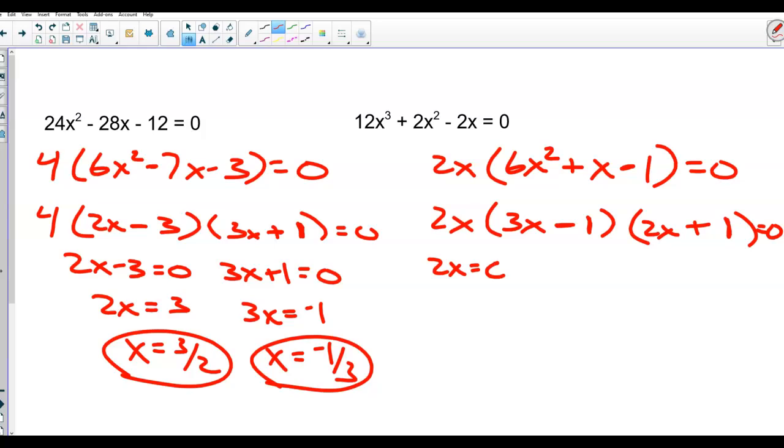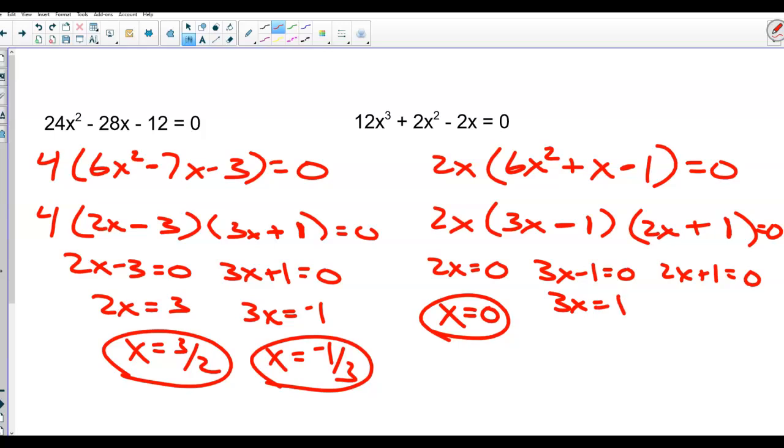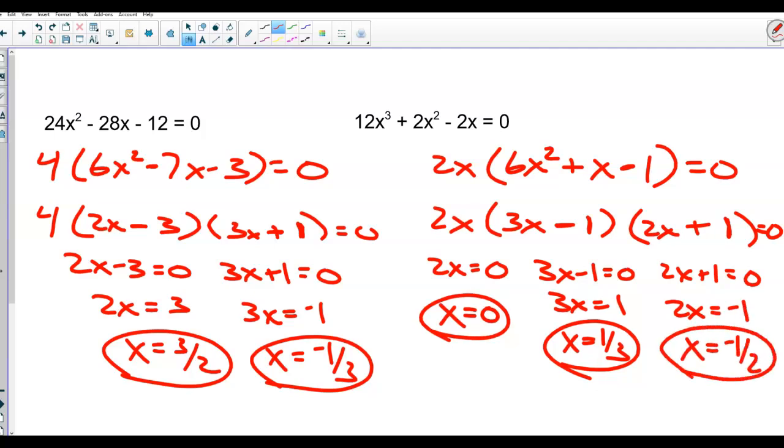Now, when you have a variable in the GCF, you have to set the GCF equal to 0 as well. If you look at the previous problem, you don't have to set 4 equal to 0. But if it's 2x, we do need to set that equal to 0. You divide both sides by 2, you get 0. You add 1 and you divide by 3, you get 1/3. You subtract 1 and you divide by 2, you get negative 1/2. And those are your 3 answers.